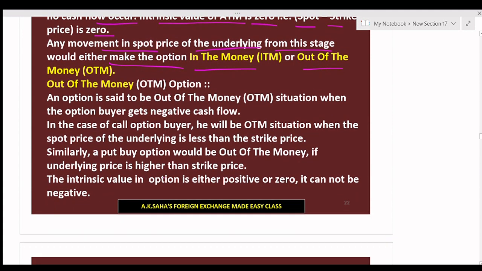Out of the money. An option is said to be out of the money, OTM, when the option buyer gets negative cash flow. In the case of a call option buyer, he will be in the OTM situation when the spot price of the underlying is less than the strike price. Similarly, a put option would be out of the money if the underlying price is higher than the strike price. The intrinsic value of an option is either positive or 0; it cannot be negative.